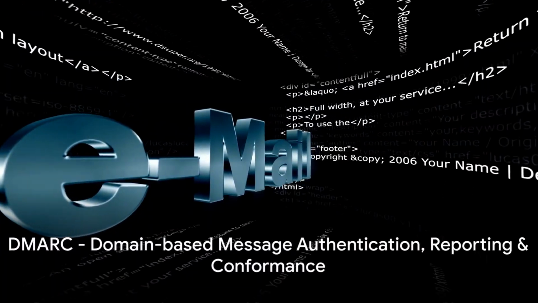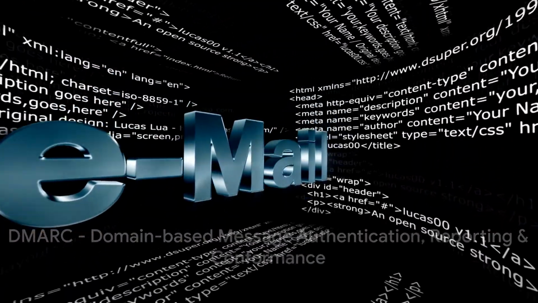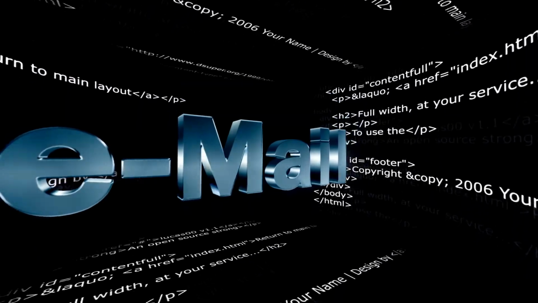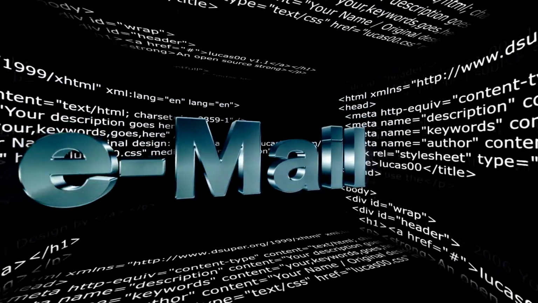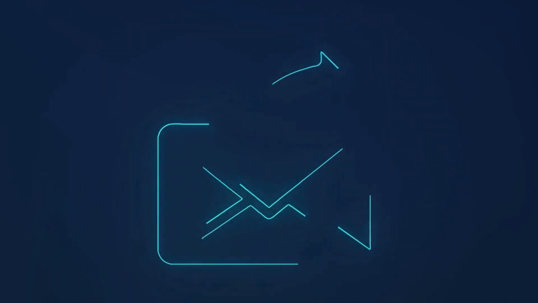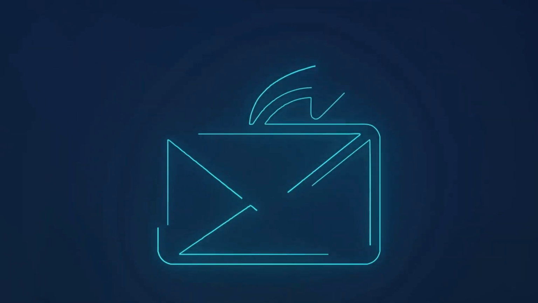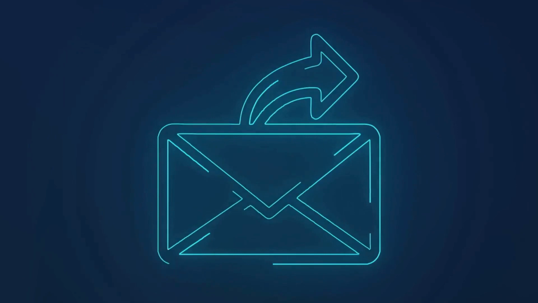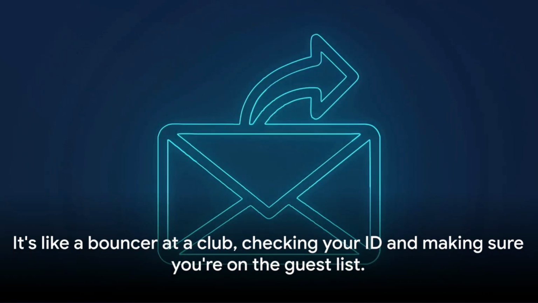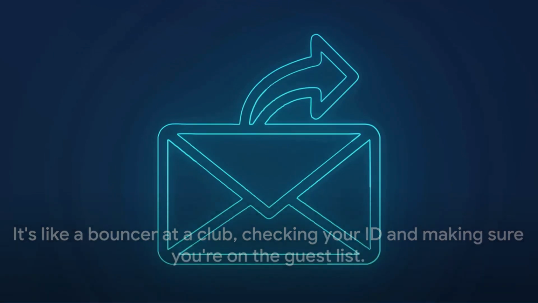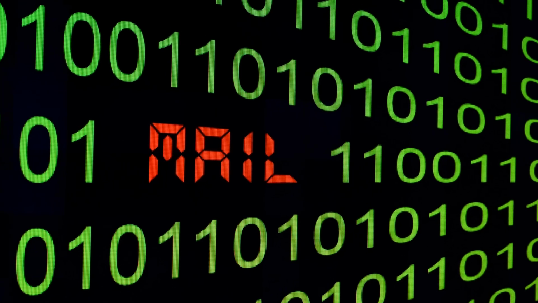DMARC, or Domain-Based Message Authentication, Reporting and Conformance, is a protocol that uses SPF and DKIM to determine the authenticity of an email message. It allows the receiving mail servers to check that incoming mail from a domain comes from an IP address authorized by that domain's administrators. It's like a bouncer at a club checking your ID and making sure you're on the guest list.